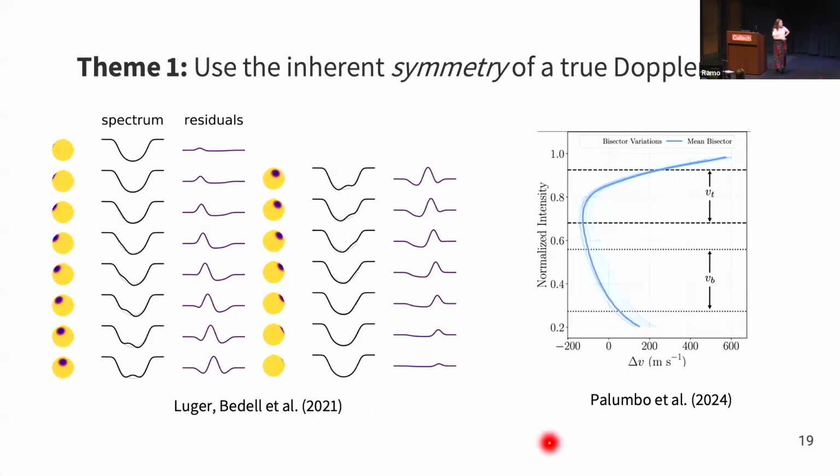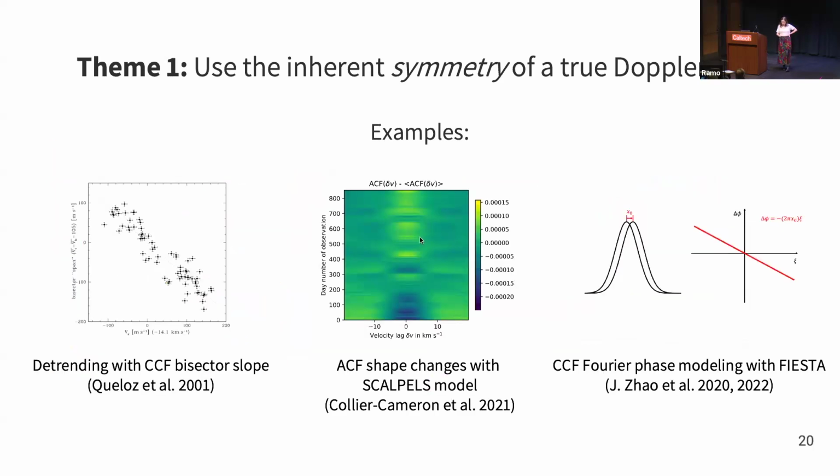We also heard from Michael Palumbo earlier that granulation is inherently asymmetric, that the line bisectors contain a lot of information about convection and that they change over time as granulation changes. So all of the signals that we're looking at are a little different from a Doppler shift due to true center of mass motions of the star. And that provides a basis for a lot of the different methods that we use. I could put a lot of methods on this slide, but just as a sampling, one of the classic approaches is looking at the cross-correlation function bisector and trying to detrend that against radial velocity.